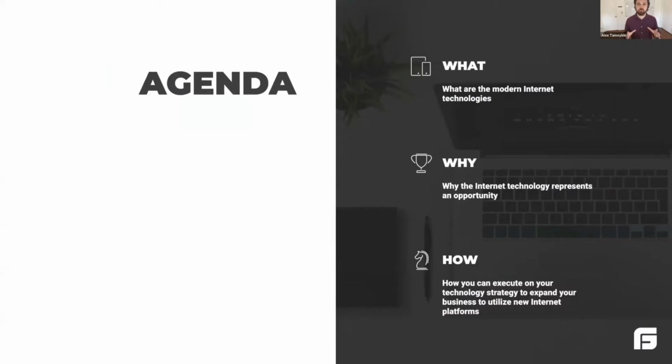So here we will talk about three main things. On the agenda, we have three major things. We will define what modern internet technologies are. We will then dive into the why. So why internet technologies represent an opportunity today and why different platforms represent an opportunity today. And after that, we will dive into the how. So we will talk about your technical strategy based on the tech that you have, and will help you to execute, to take advantage of different internet platforms.